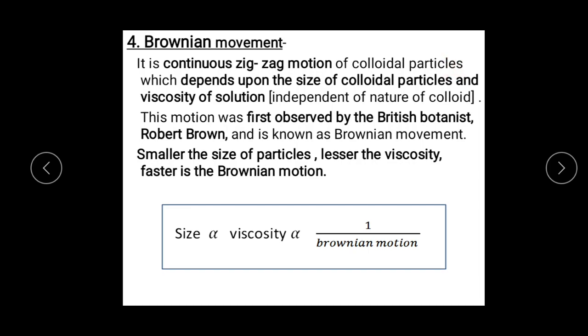You have to remember, Brownian motion depends upon the size of colloidal particles and viscosity of the solution, but is independent of the nature of the colloid. So remember, smaller the size of particles, lesser the viscosity, and faster is the Brownian motion. Lesser the size, lesser viscosity, faster Brownian motion.